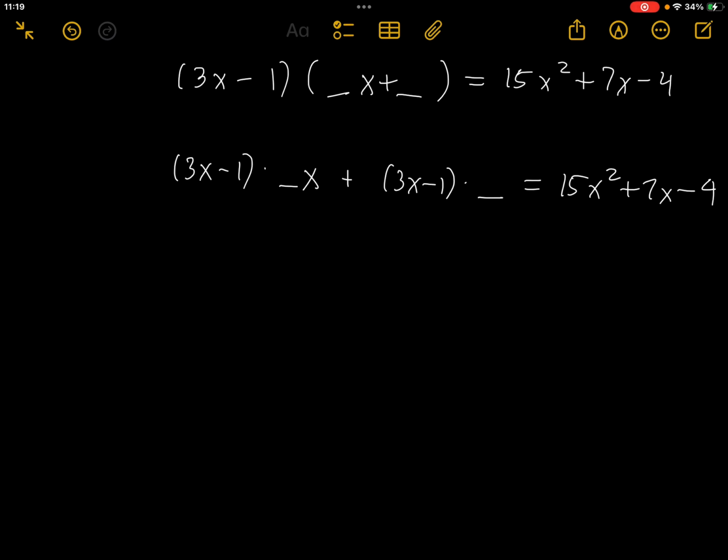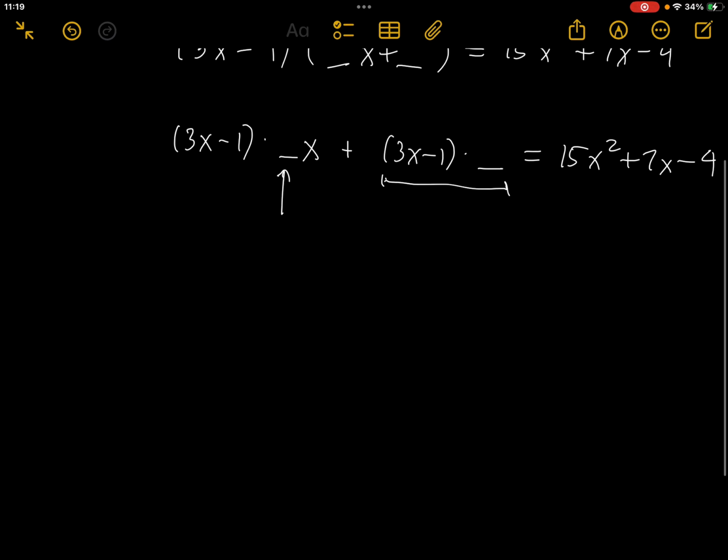Well, if you think about it, let's try to figure out what this constant is going to be. Notice that if I look at this term, 3x minus 1 times some constant, I'm never going to get 15x squared. How come? Because if I take 3x minus 1 times a constant, I'm just going to get a constant times x minus another constant, right? I'm not going to get an x squared out of it because this blank has no x's in it. So I'm going to get a 15x squared from the 3x minus 1 times something x.